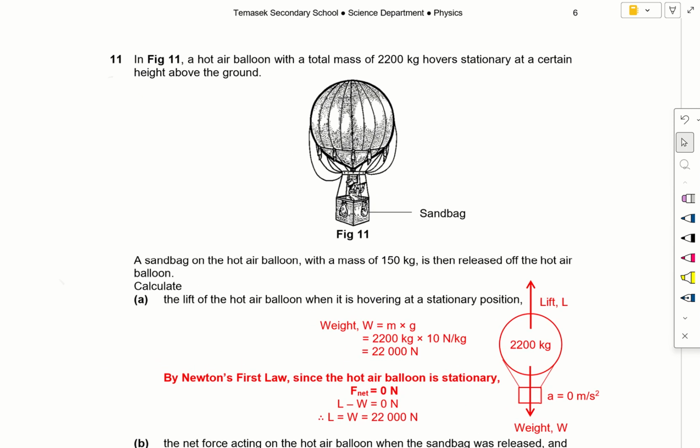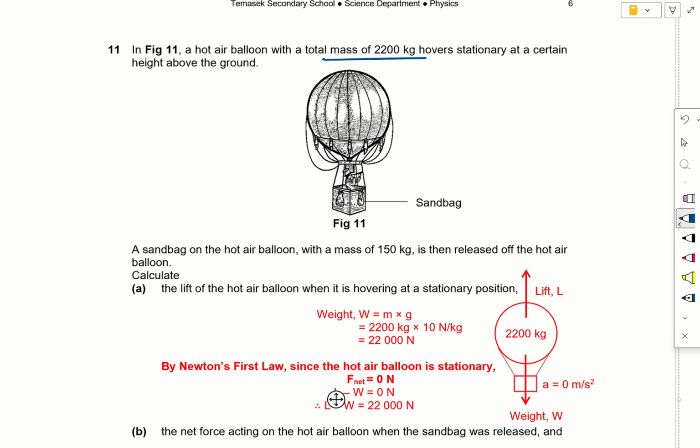Okay, question 11. A hot air balloon with a total mass of 2,200 kg. So again, as you are reading, give the numbers, the symbols, and the letters to represent the physical quantities. It hovers stationary. That means it's neither moving up nor down. So can I say that the velocity is 0? Okay, at a certain height.